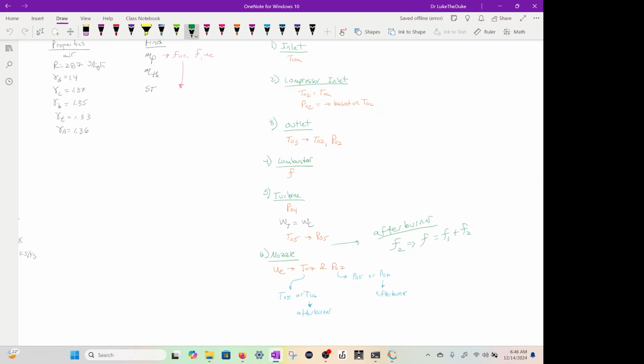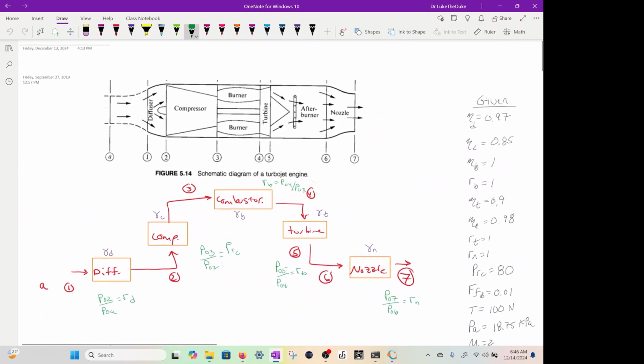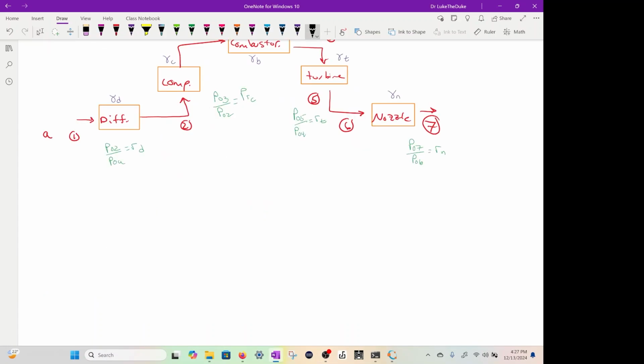So here is the general outline of what we're going to do to solve for F and UE, which are needed in the propulsion and the thermal efficiencies and specific thrust for this turbojet engine. Okay? All right, let's get started. Let's look at the inlet.